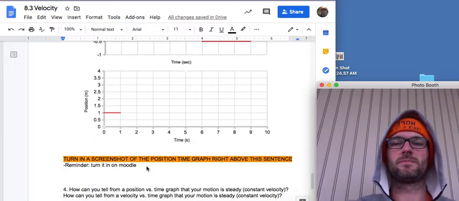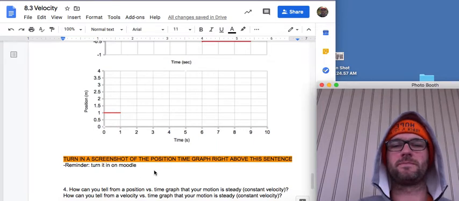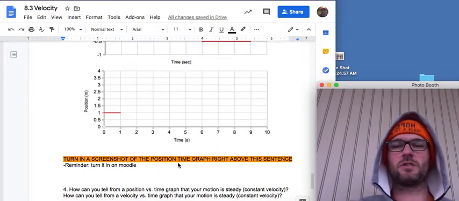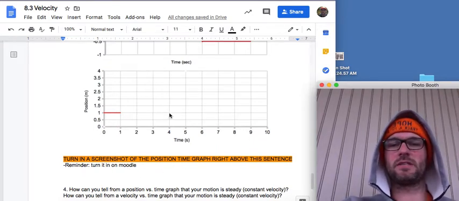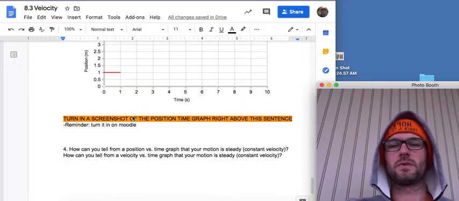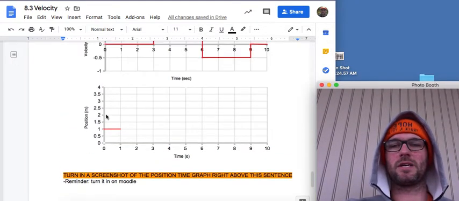This is what you need to turn in when you are done. Turn in a screenshot of the position time graph right above this sentence. Reminder, this is what you turn in on Moodle. And then a quick question at the bottom. But this is what I'm checking.